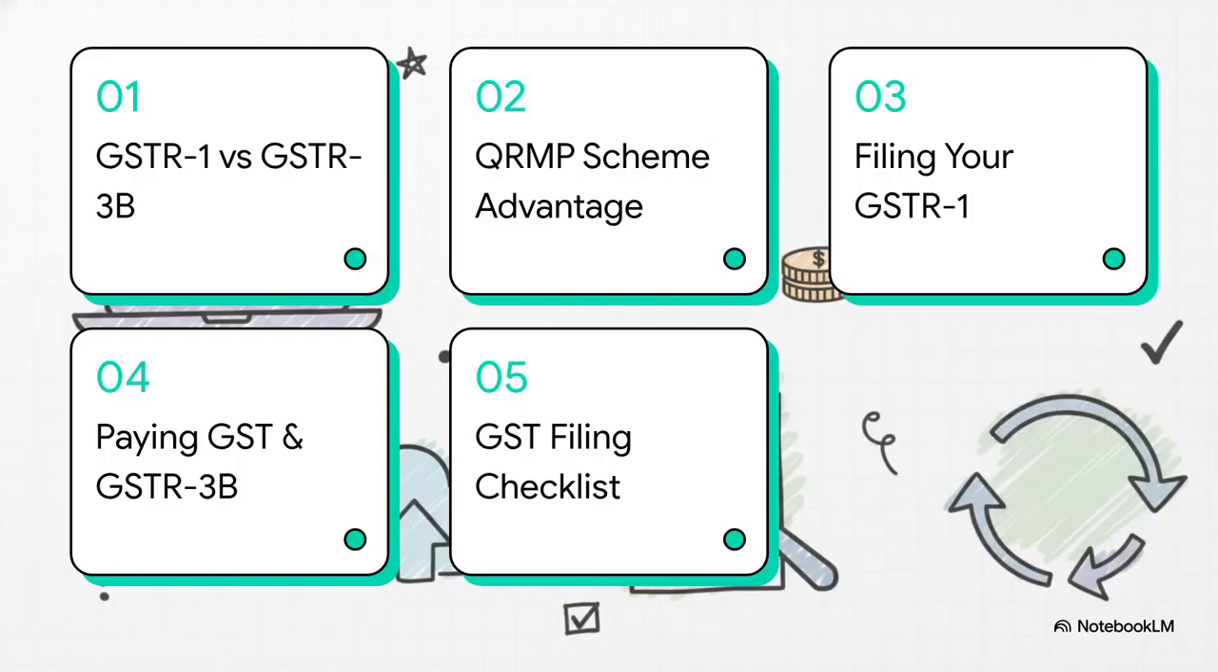To keep us perfectly on track, here's our roadmap for today. We'll cover 1. GSTR1 versus GSTR3B. 2. The QRMP quarterly advantage. 3. Filing your GSTR1. 4. Paying your GST and filing GSTR3B. And finally, number 5, an actionable GST filing checklist.